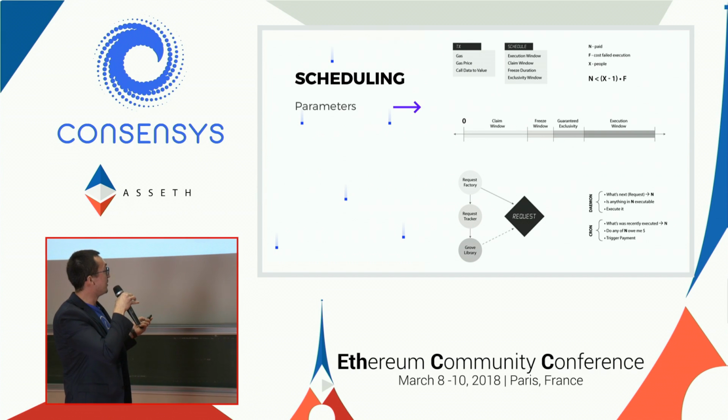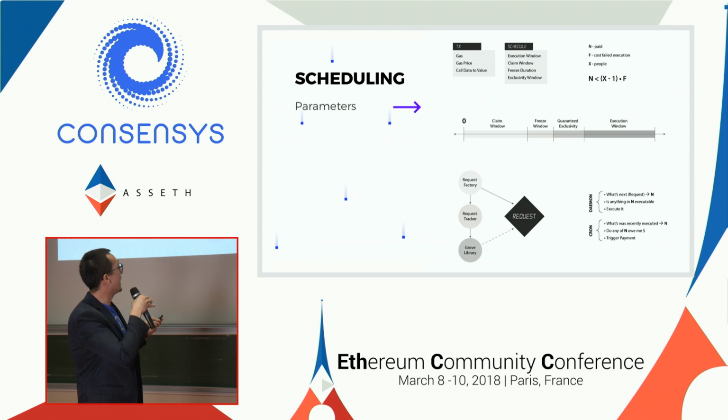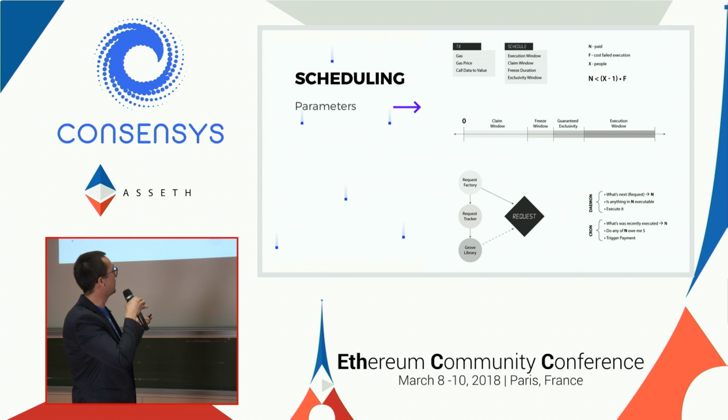So the execution window is when you want your transaction to happen. Because of network properties, we can't guarantee a specific block. So you set a window, and this is a variable. You can set it for as long or as short as you like. A good minimum would be about 10 blocks.